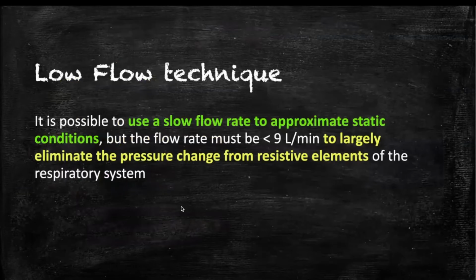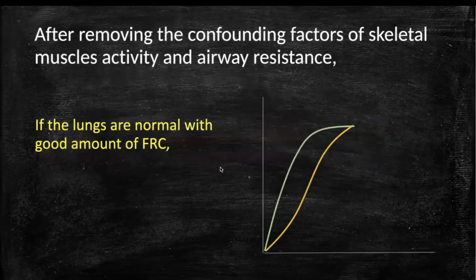The second technique is the low flow technique, where you are providing a very slow flow rate of gas, so that the gas is flowing so slowly there is hardly any resistance created by the gas in the system. And that's why the airway resistance and flow confounding factors are removed from the equation of motion, and you can have a static PV loop situation.